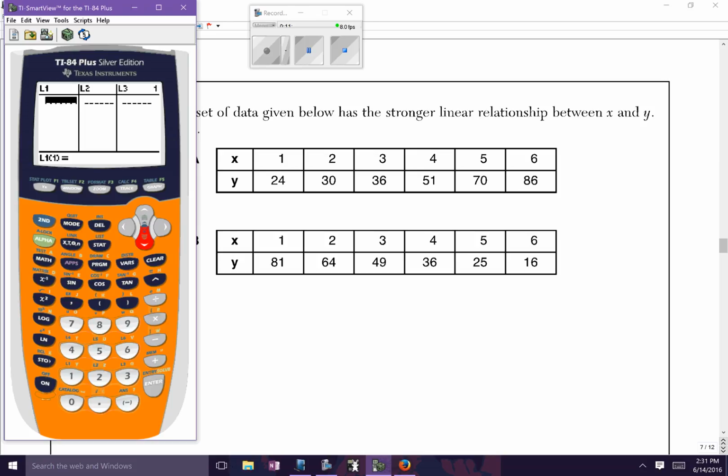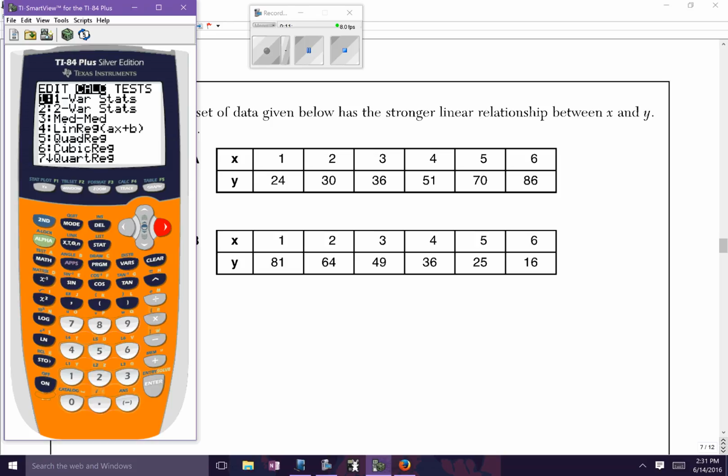And in L1, I'm going to enter 1, 2, 3, 4, 5, 6. I'm going to do the same in L2, which is going to be my y values: 24, 30, 36, 51, 70, 86.